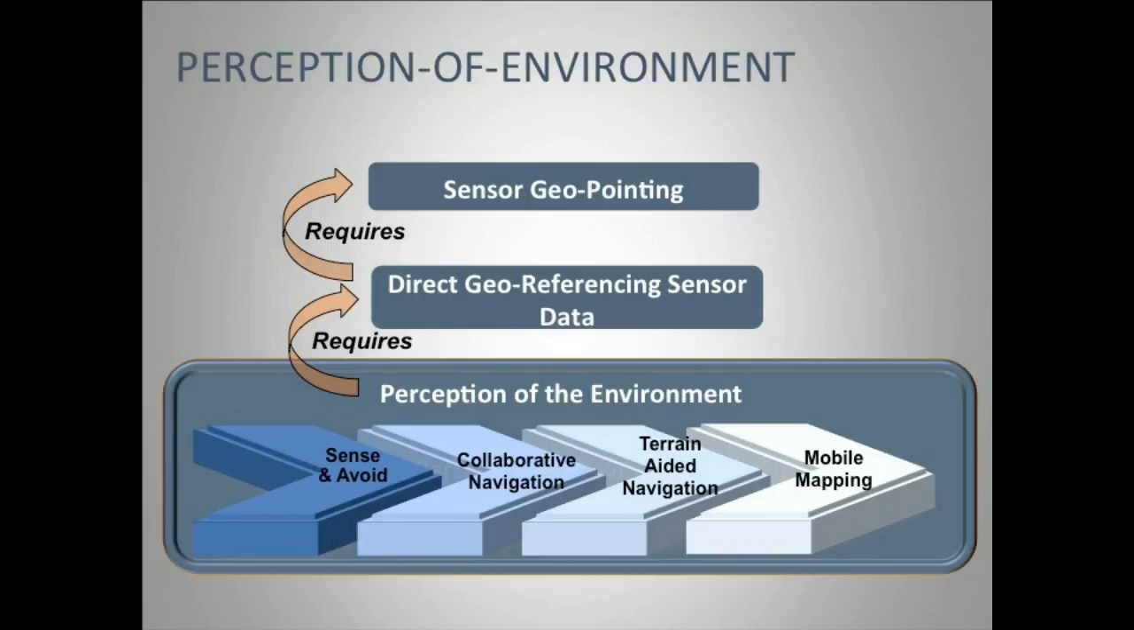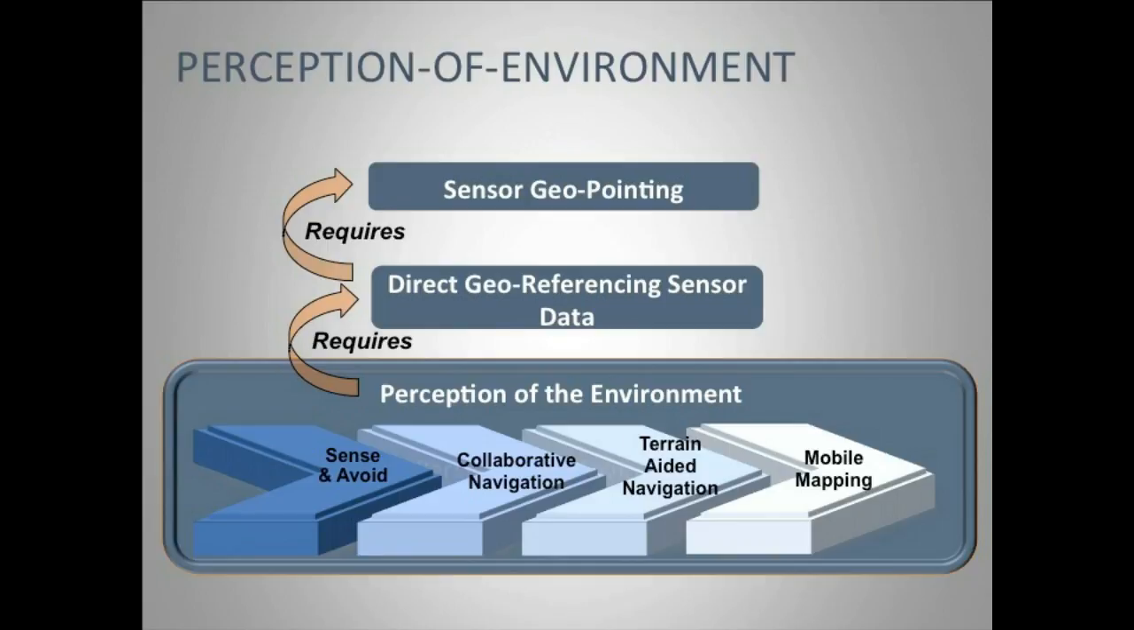Now, these high-level perception of environment capabilities are really built up of lower-level building blocks. So in order to perceive the environment, we need to be able to directly georeference the sensor data, as Lasse talked about. And that, in turn, requires us to be able to geopoint our sensors. And these two topics, sensor geopointing and direct georeferencing of the sensor data, are going to be the two subjects that we discuss in our presentation here.